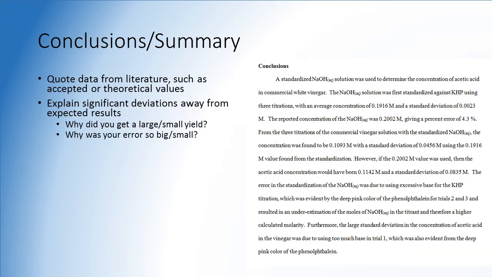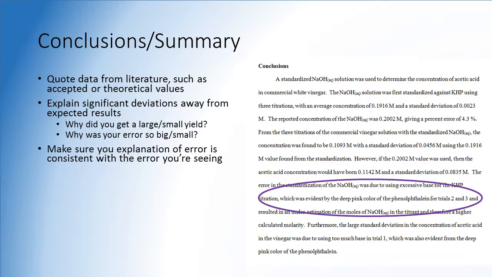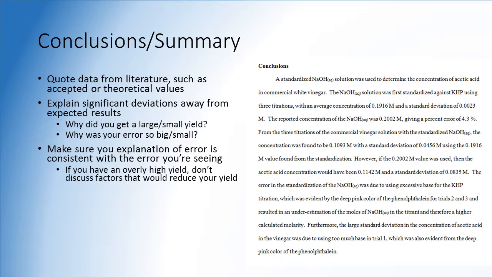If you had errors, why were they so big or so small? Big errors are usually easier to discuss, but for small errors, you should still address what's causing you to be off. How could you prevent those errors in the future? When discussing sources of error, make sure your explanation is consistent with what you're seeing. If you have an overly high yield, attributing your error to factors such as losing material in a filter or spilling the sample doesn't explain the high yield, so don't mention them unless there is a reason to.